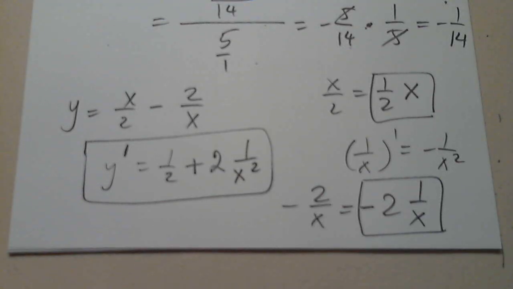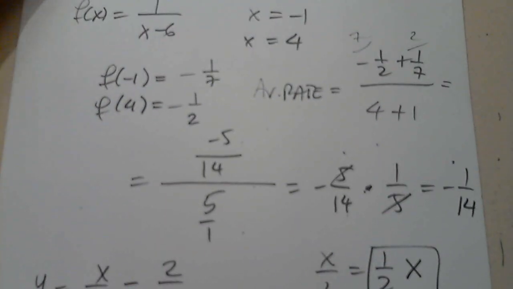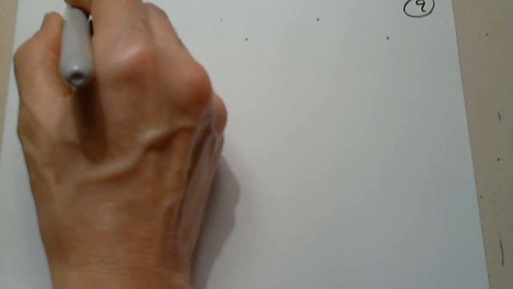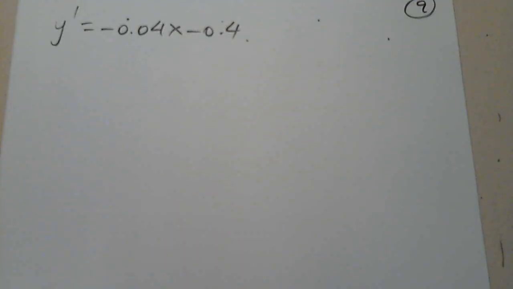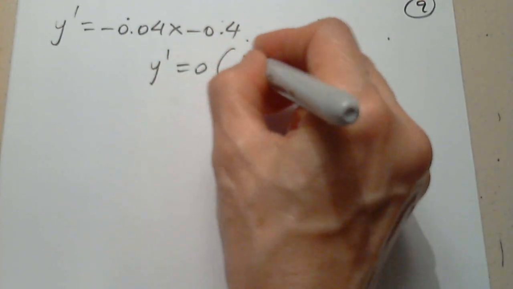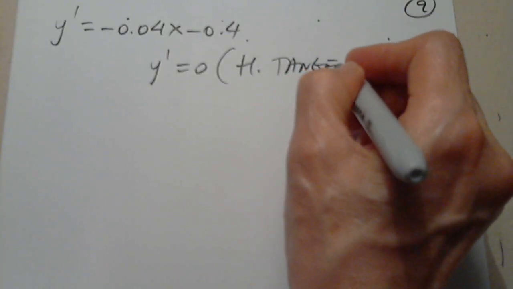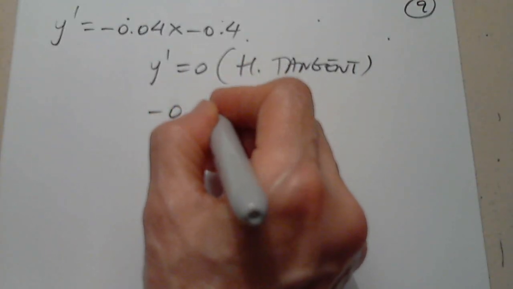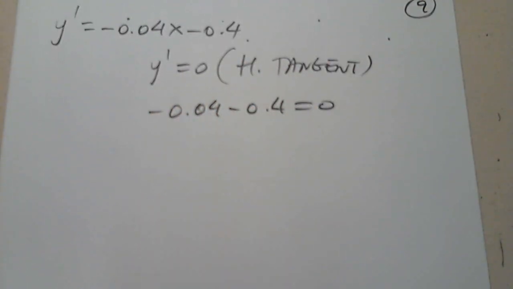For this function, find the points on the graph at which the tangent line is horizontal. Horizontal tangent line means slope 0, but I have to find the derivative. So y prime is negative 0.04x minus 0.4. That's y prime. So when y prime equals 0, meaning horizontal tangent, all I have to do is set it equal to 0.